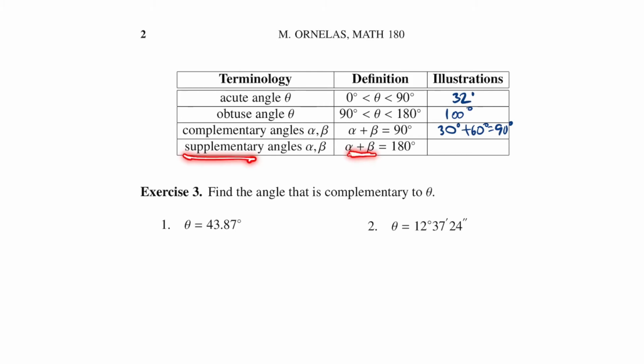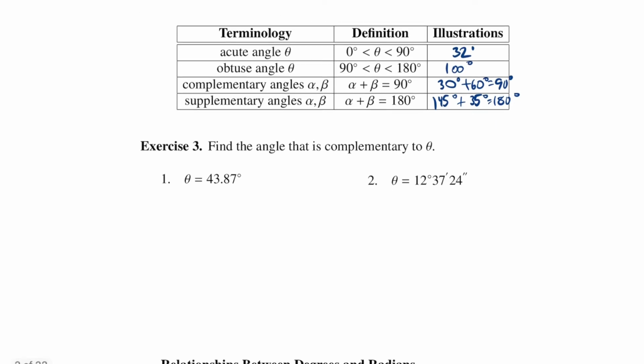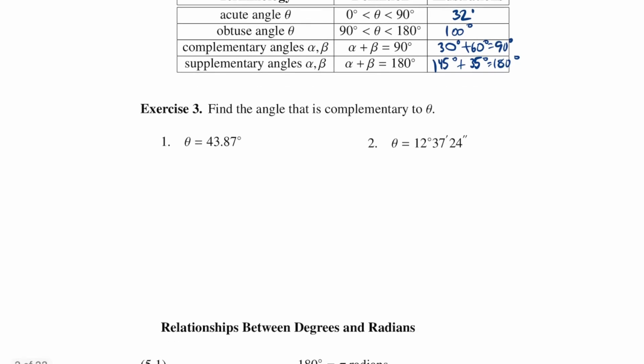Supplementary would be two angles whose sum is 180. So I'll go with 145 plus 35, which I believe is 180. So these are just examples. There are many others. Okay, so let's look at the next example.